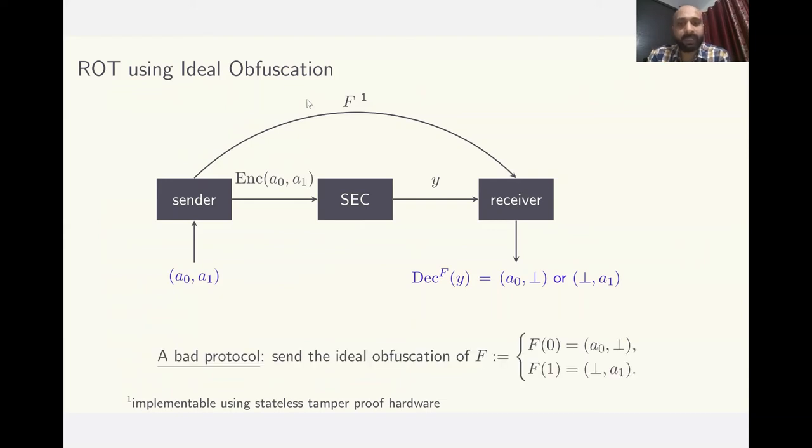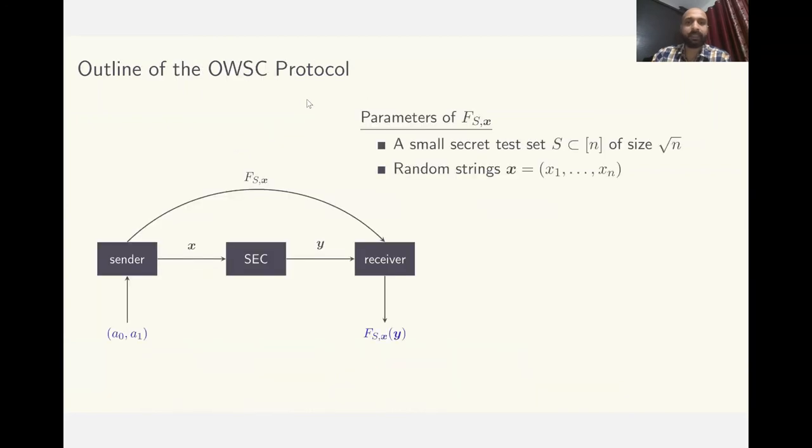Observe that using ideal obfuscation does not make the problem trivial. The first scheme that might suggest itself is to not send any encoding at all and send f, which when queried with zero outputs A0, and when queried with one outputs A1. This of course is insecure, as the receiver can obviously make both these queries to obtain A0 and A1, thus breaking the security. Let me now give an outline of our OWSE protocol for ROT over SCC.